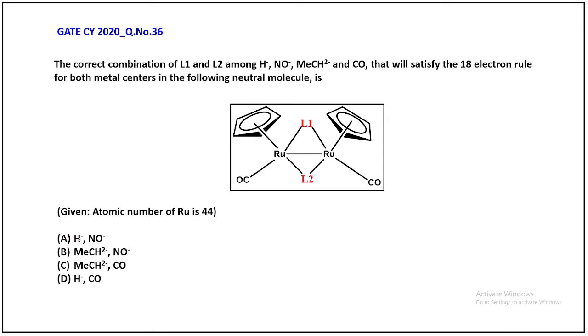Option A, H minus, NO minus. Option B, MeCH2 minus, NO minus. C, MeCH2 minus, CO and option D, H minus, CO.